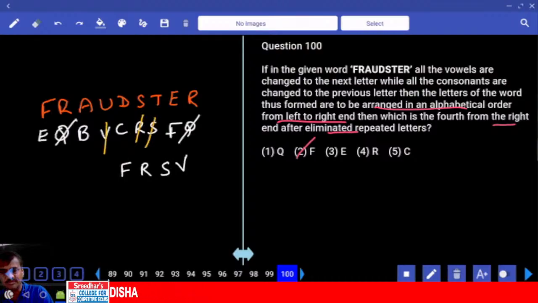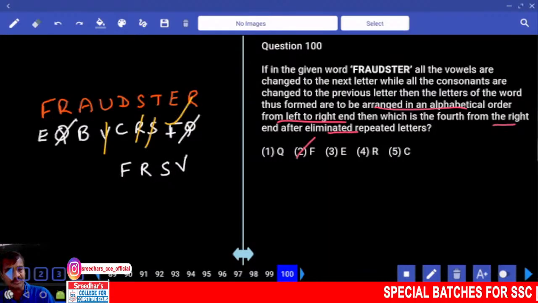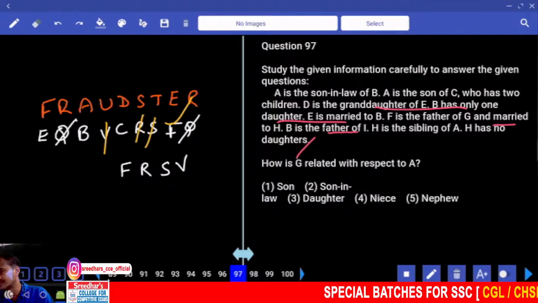Remaining among E, B, C, F, which is the highest? F is the highest. F, that is the choice. Then try to work for this one, 97 to 99.